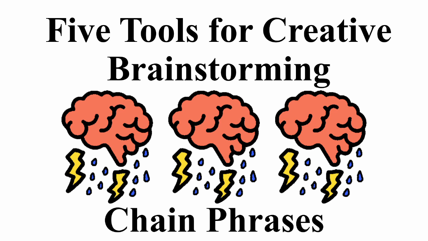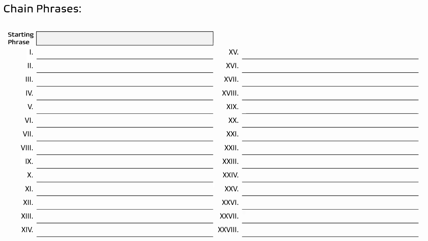This tool is Chain Phrases. Short circuit your inner critic with a chain of ideas. How does it work? Let's go. Start with some sort of phrase, and then just use the last word of the previous phrase to start the next phrase, though you can cheat a little bit as needed. Speed is better than accuracy.